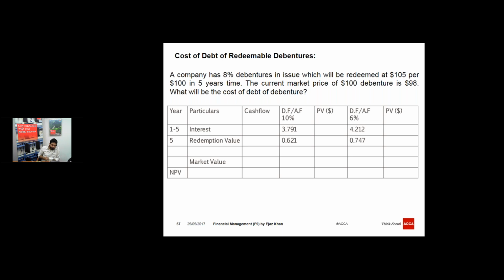So let's move toward this question: cost of debt of redeemable debentures. Now, how we calculate the cost of debt of redeemable debenture? I told you that in case of redeemable debenture, we have to use the formula of IRR for calculating the cost of debt. Now, just listen carefully. Everybody should listen very carefully.